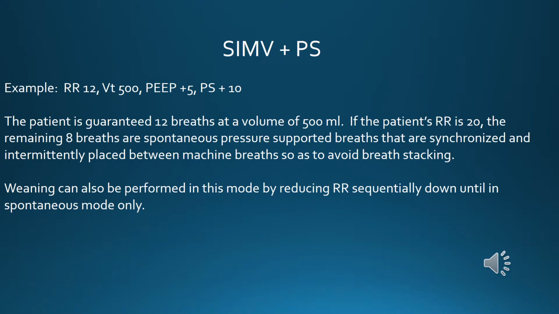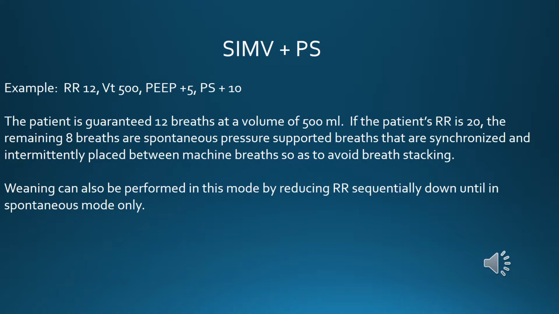Kind of a rehash of the last slide, the SIMV and pressure support mode. Laid out the example here just as stated before. Respiratory rate at 12 and the tidal volume at 500, PEEP of 5, and pressure support of 10. Patient is guaranteed 12 of those breaths at a volume of 500 milliliters. And if the patient's actual respiratory rate is 20, those remaining 8 breaths will be patient triggered, but mixed in.